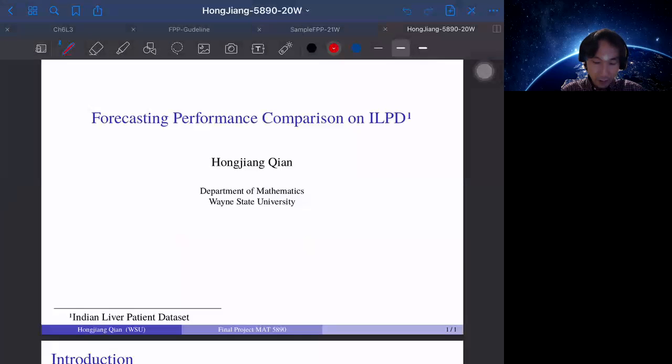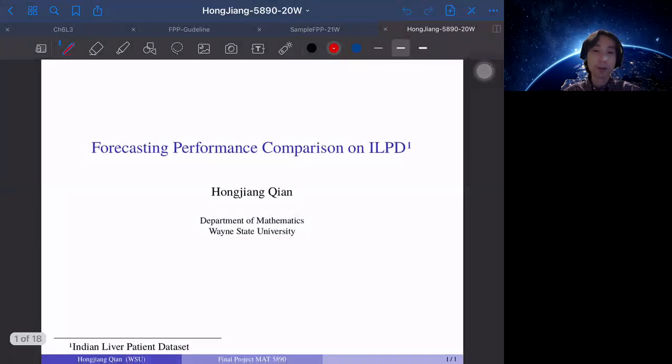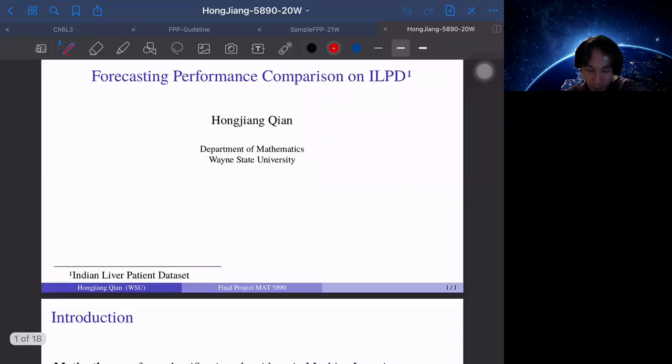The sample files are available on the website. I picked, I think, the 5 good presentations from last year. All of these presentations get some bonus credits, either 10 points or 20 points, for being better presentations among all the presentations. This one is the forecasting performance comparison on ILPD, the Indian liver patient data set. It is from a public data set, and he used several techniques to compare the forecasting performance for this disease.